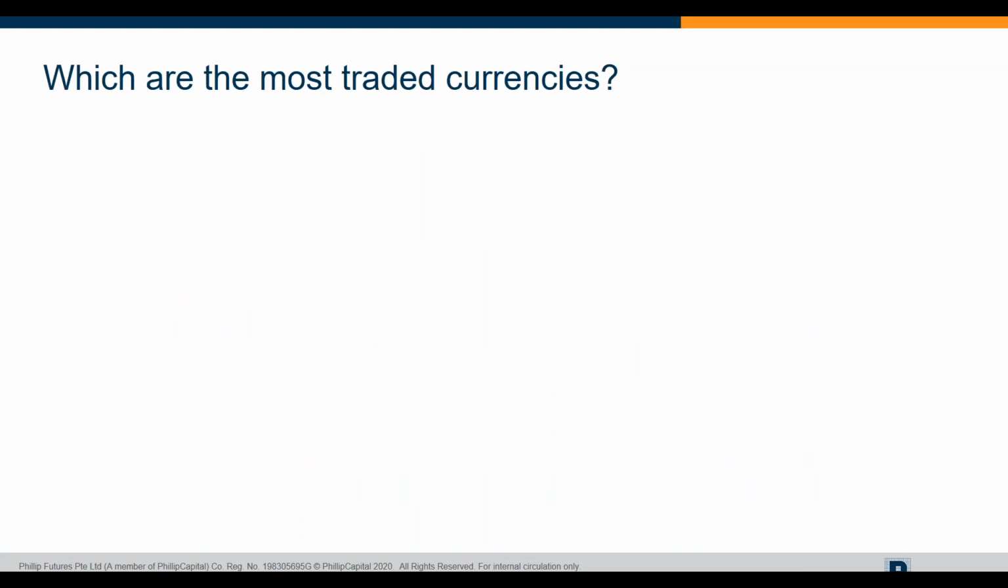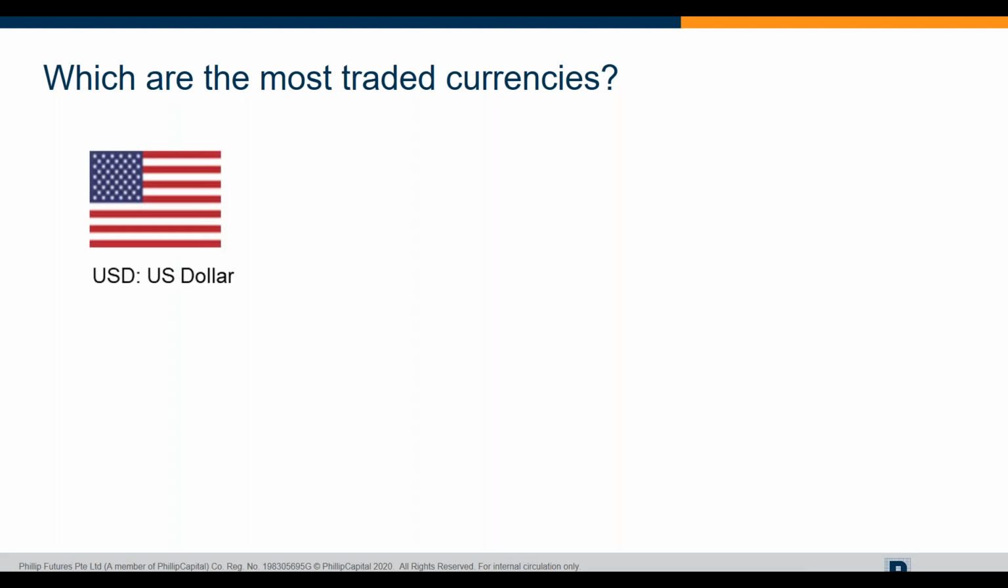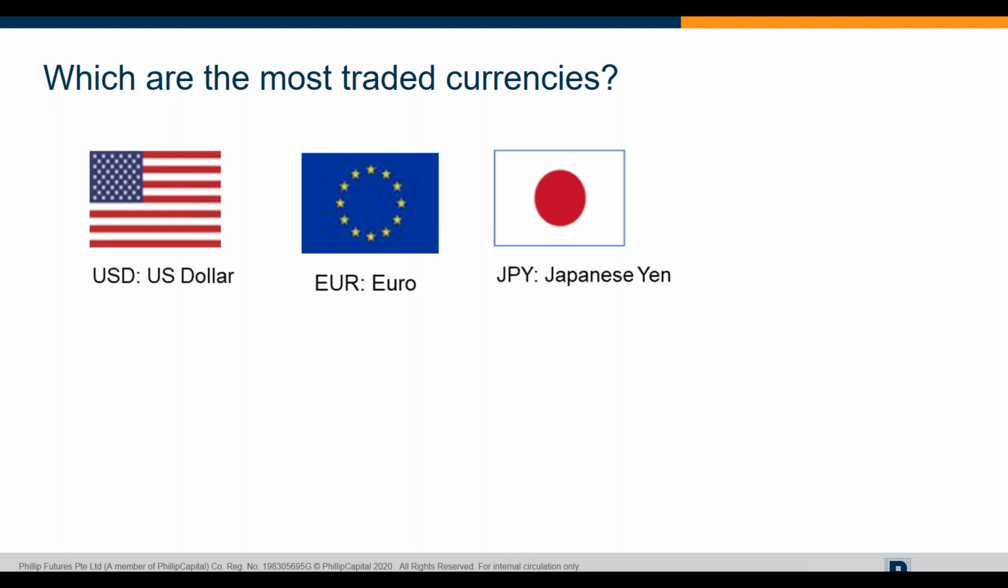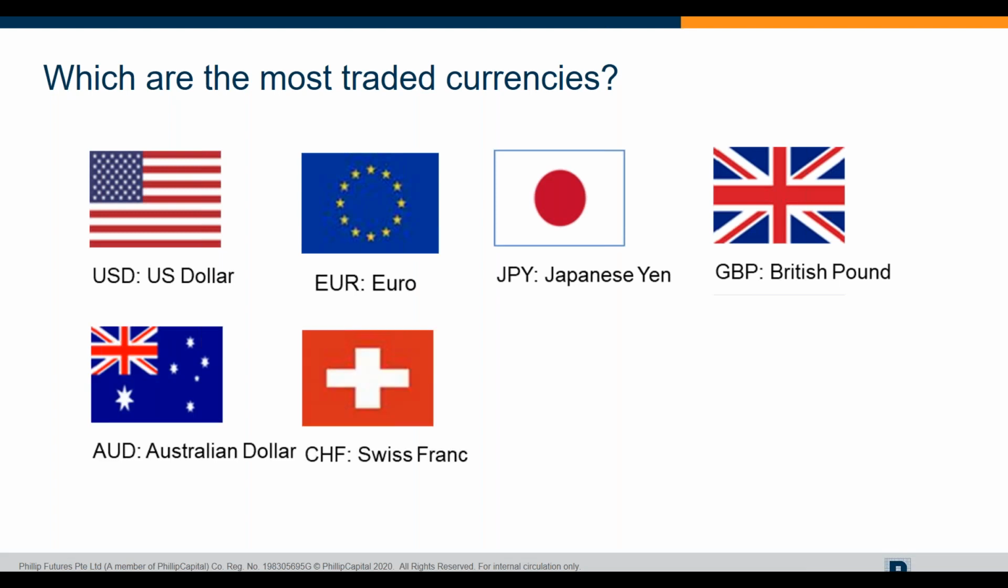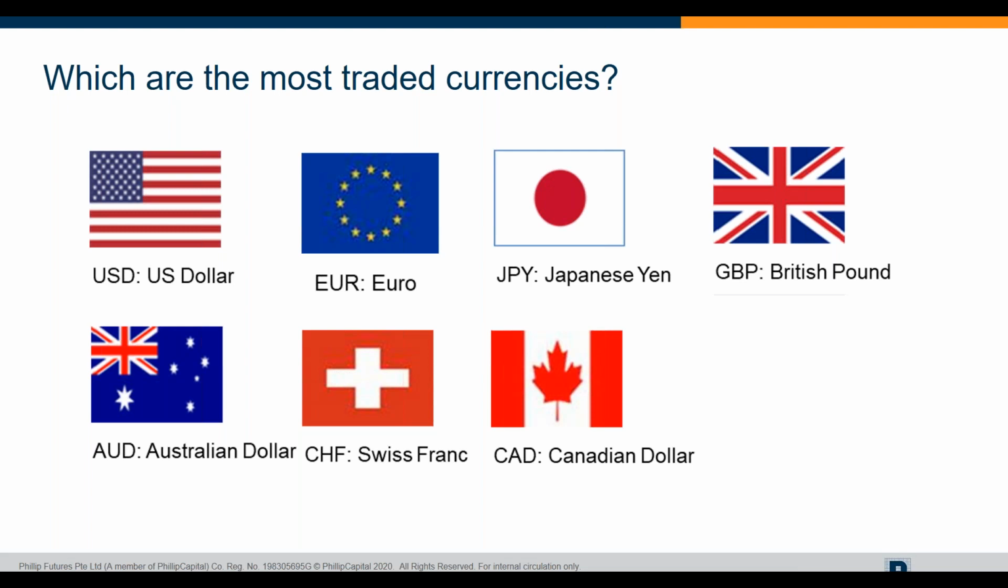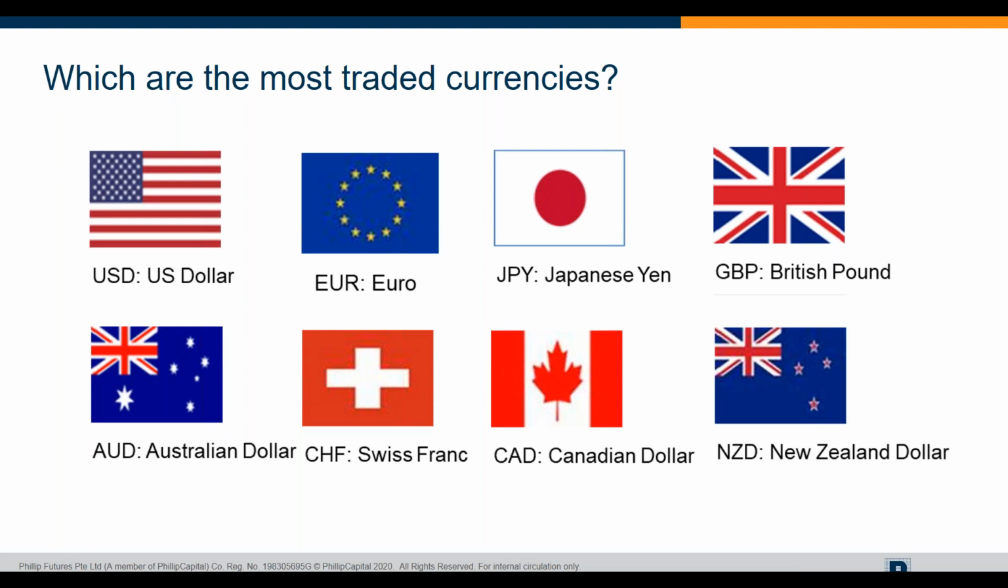Okay. So now that we have talked about how to read a currency quote, it is also important to know what are the most traded currencies out there, because there are so many countries in the world, so many different currencies. So which are the most traded currencies? The first, it has got to be the US dollar. US dollar is king in the Forex market. Followed by Euro, Japanese yen, British pound, Australian dollar, Swiss franc, Canadian dollar, and lastly, New Zealand dollar. So these are the 8 most traded currencies.